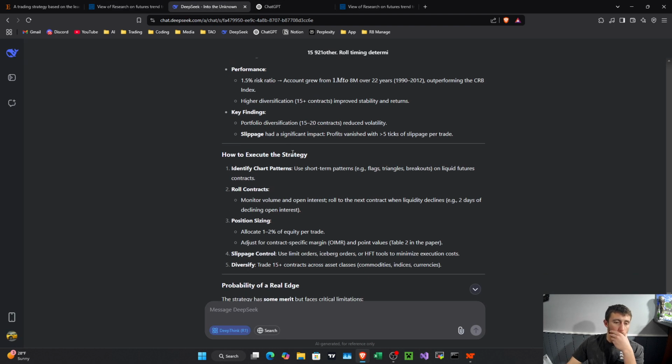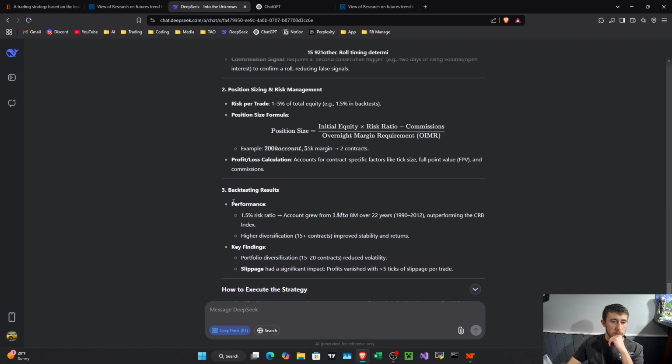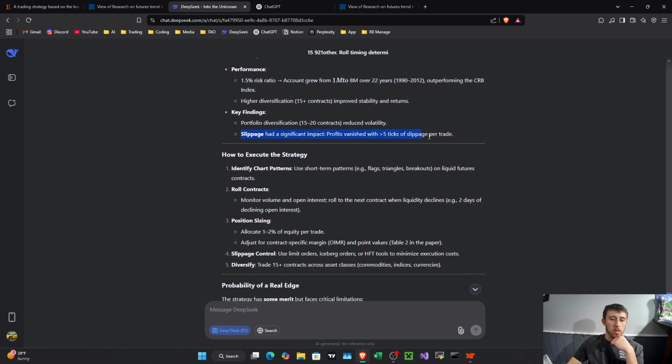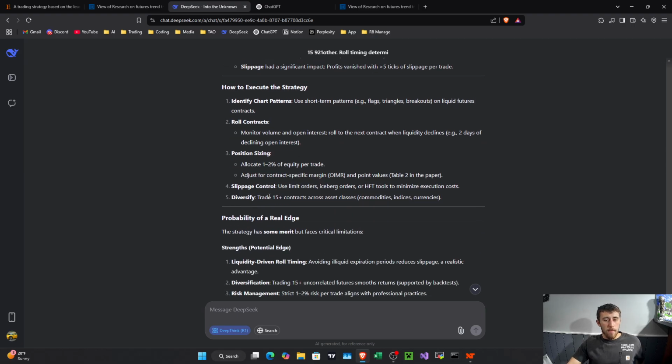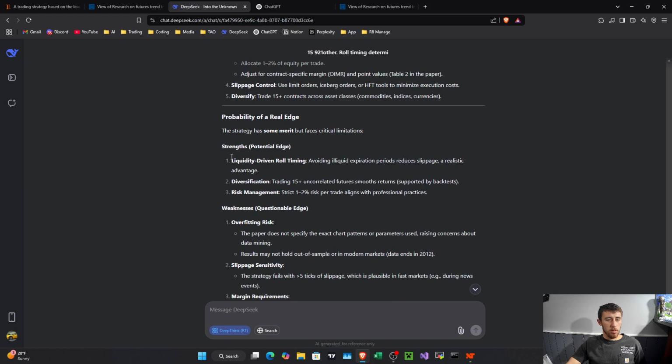So, let's see. Next, it talked about the risk ratio. Slippage had a significant impact. Okay, so DeepSeek notices the strategy has some merit but faces critical limitations. Okay, this isn't a strength. This is just rolling over.